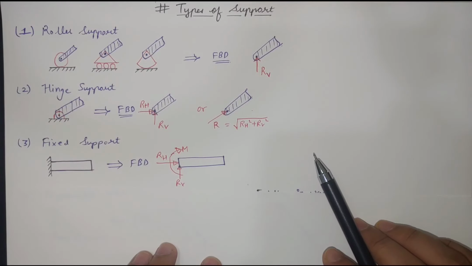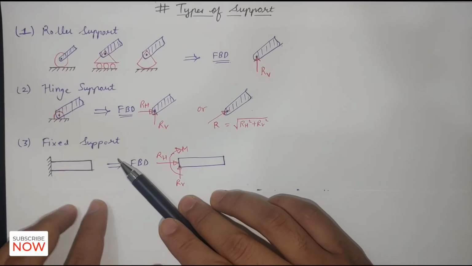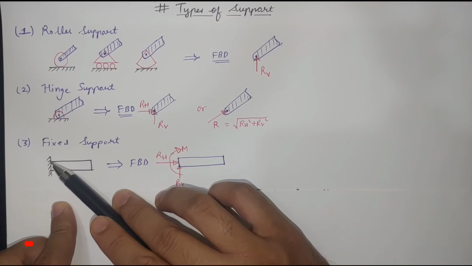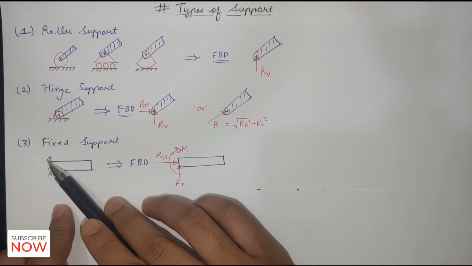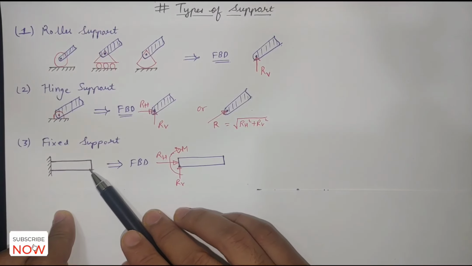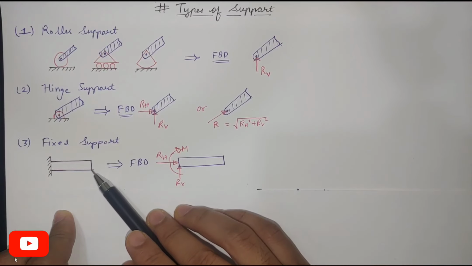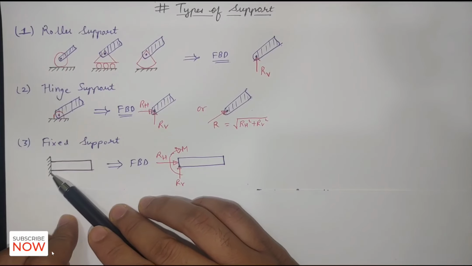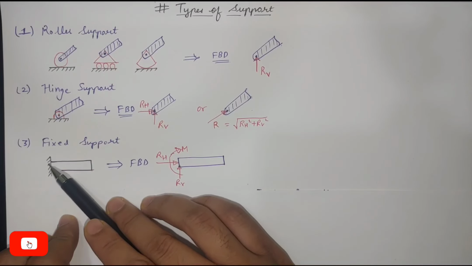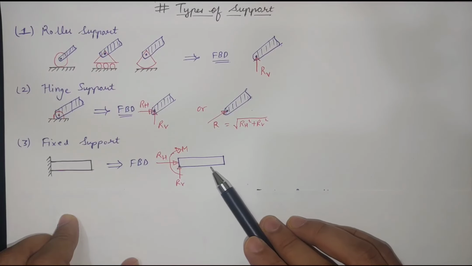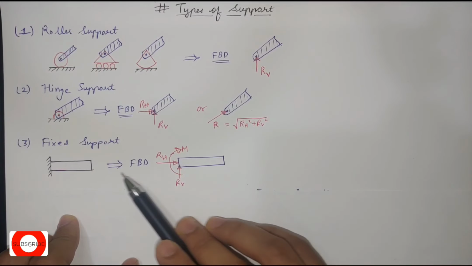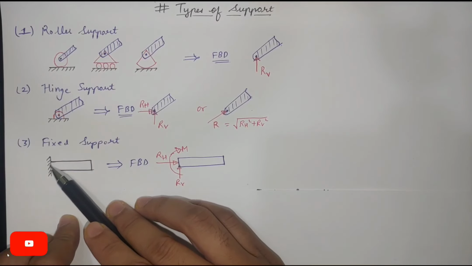And the third support is the fixed support. In this fixed support, we have a vertical wall, or maybe it can be horizontal, but it is a fixed wall where there is some kind of beam. If we want to show a reaction at this particular location and draw the free body diagram of this beam, then we have to show both a horizontal reaction and a vertical reaction, because there is no motion in the horizontal and vertical directions.